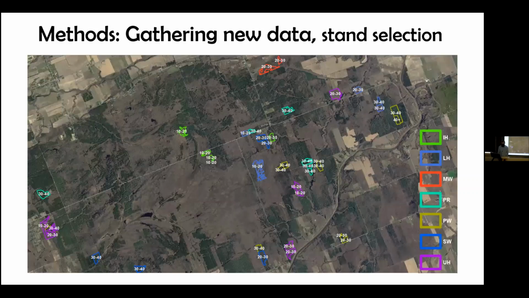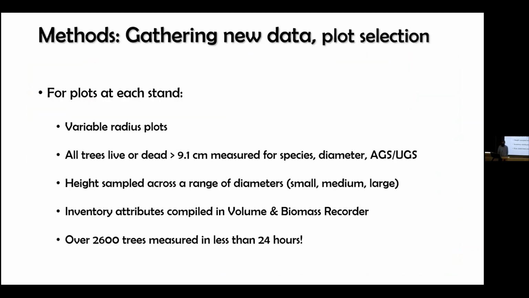So you get an idea of the scope of the sampling effort. This is a map of the stands that ended up being sampled in the LaRose. Roughly, you're looking at an area of about 150 square kilometers. At each stand, variable radius plots were established with all trees, live or dead, above 9 centimeters DBH measured, along with the heights across a range of size classes. In total, about 28 of us measured over 2,600 trees in less than 24 hours.